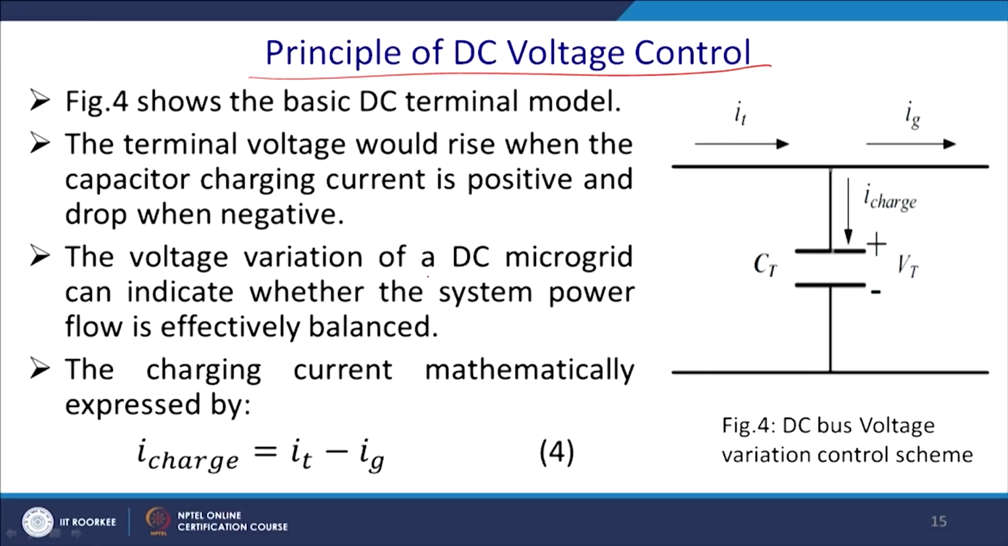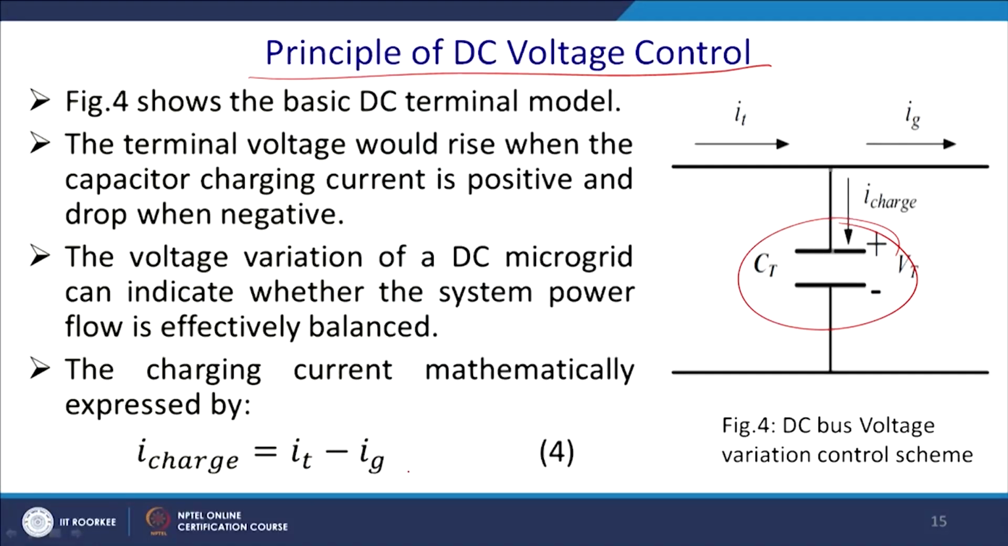The terminal voltage would rise when the capacitor charging current is positive and drop when the capacitor charging current is negative. The voltage variation of the DC microgrid can indicate whether the system power flow is effectively balanced. So, you have the capacitor voltage; when you see that the voltage of the bus is constant, that means power input and power output are being balanced. The charging current can be mathematically expressed as I_charge equal to I_t minus I_g.